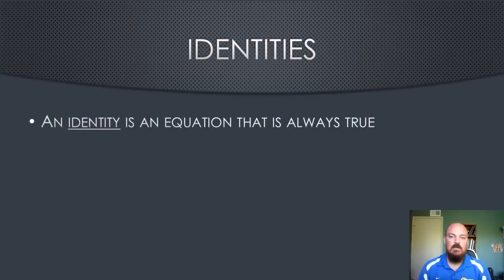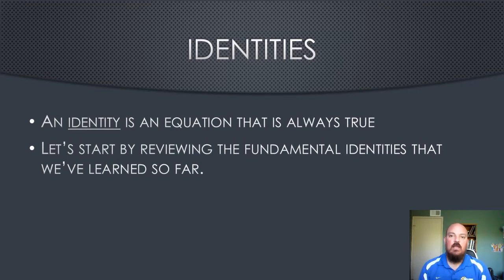Now, first of all, the word identity in a math class is basically any equation that is always true, no matter what. And when we're talking about trig identities, it's basically an identity that has one of the trig functions in it. So these are equations involving any of the 6 trig functions that are always true.